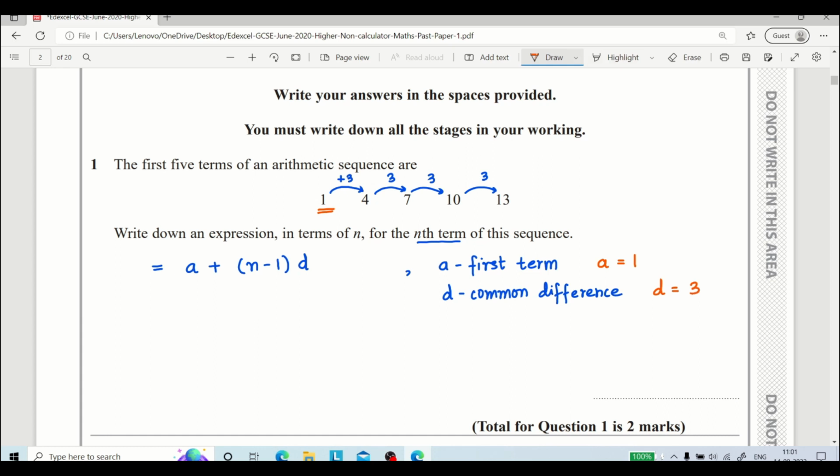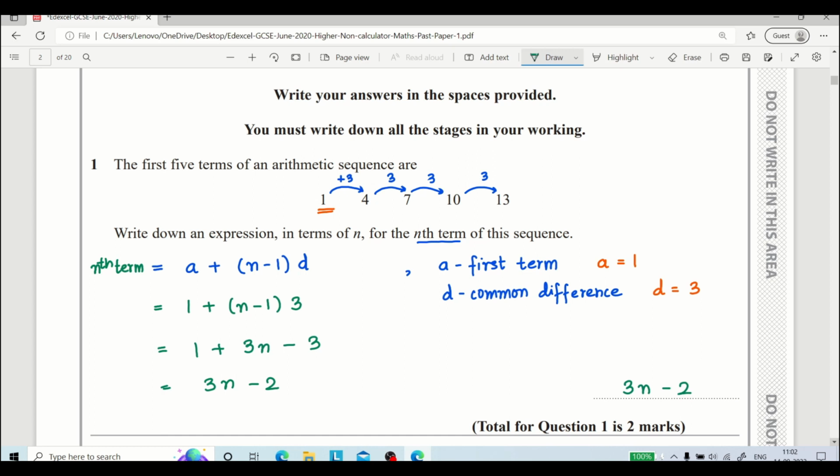So that gives you the nth term to be a plus n minus 1 into d. That is 1 plus n minus 1 into d, that is 3. So if we open up these brackets, that is we are expanding, right? We have learned this in algebra already. 3n minus 3 plus 1, minus 3 plus 1 becomes minus 2. So that's your answer. So yes, 3n minus 2 is your answer for this question.